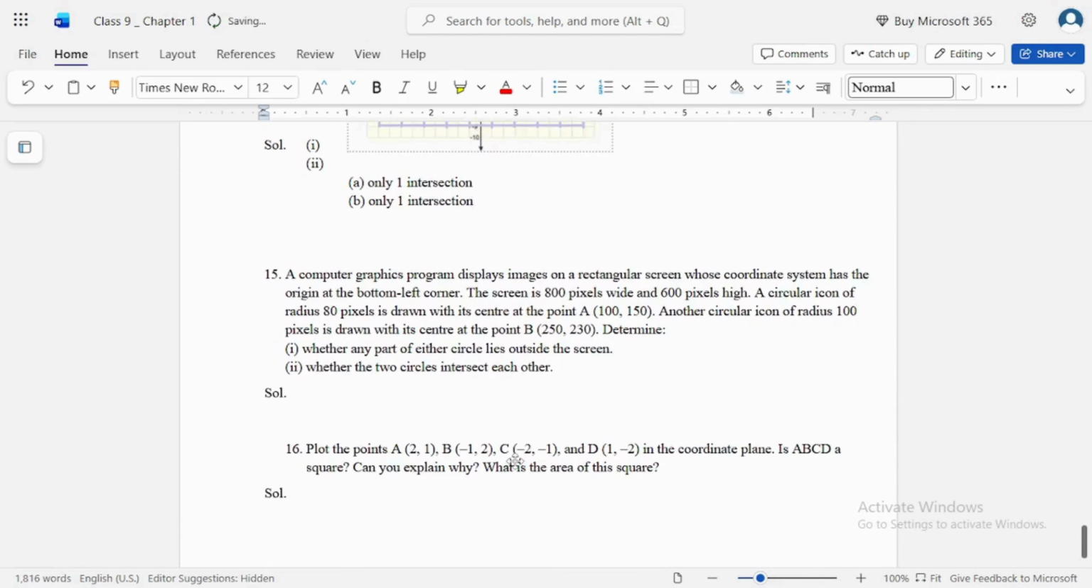Okay, now coming to question number 15. A computer graphic program displays an image on a rectangular screen of 800 by 600. Point A is at 100, 150. Another circle's center is at 250, 230.